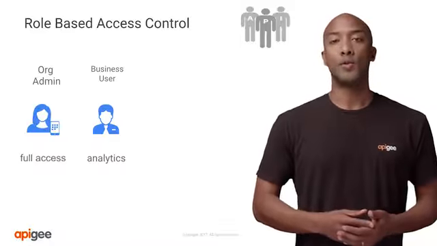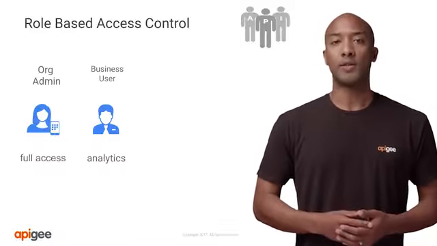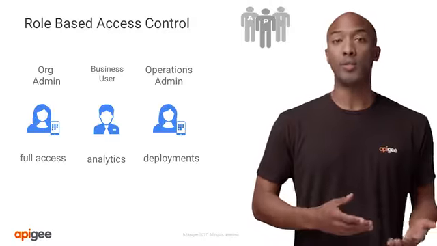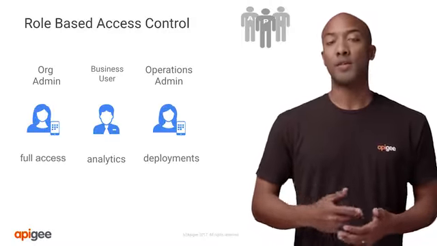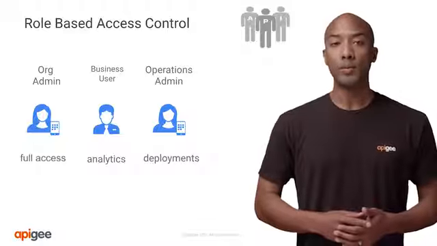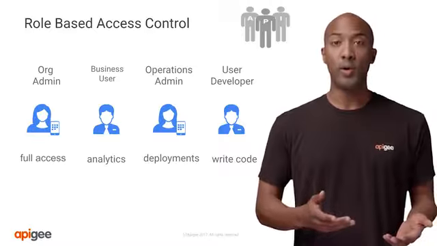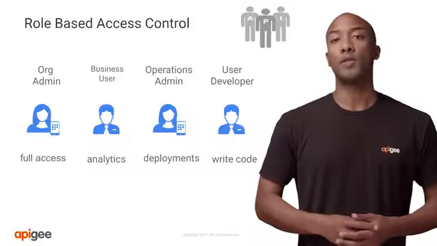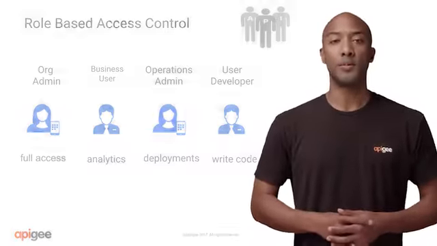The business user role grants access to Apigee Analytics. The operations administrator can deploy and undeploy proxies and make changes to the environment configuration. The user or developer role can create or update proxies. More detailed information on these roles can be found in our documentation.